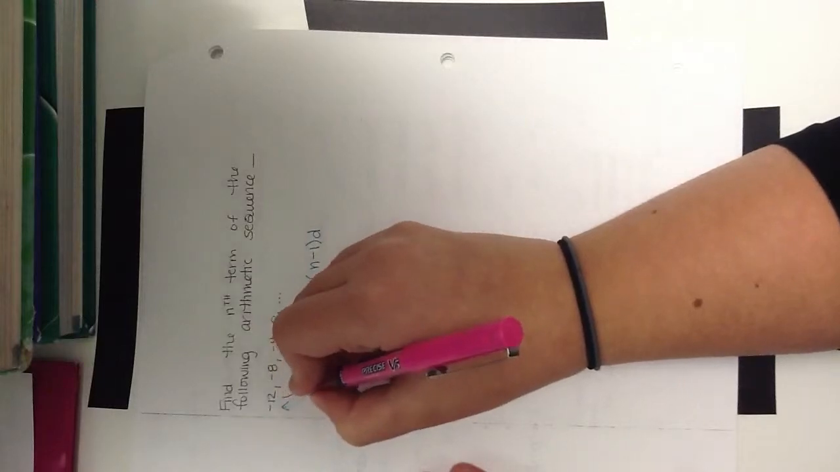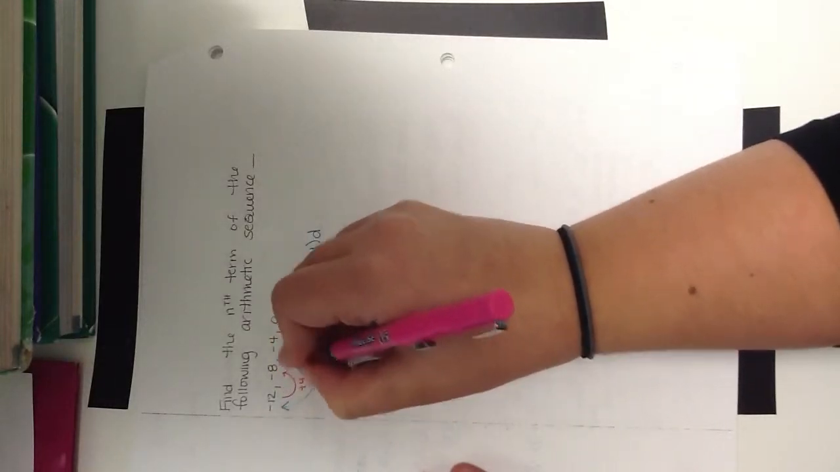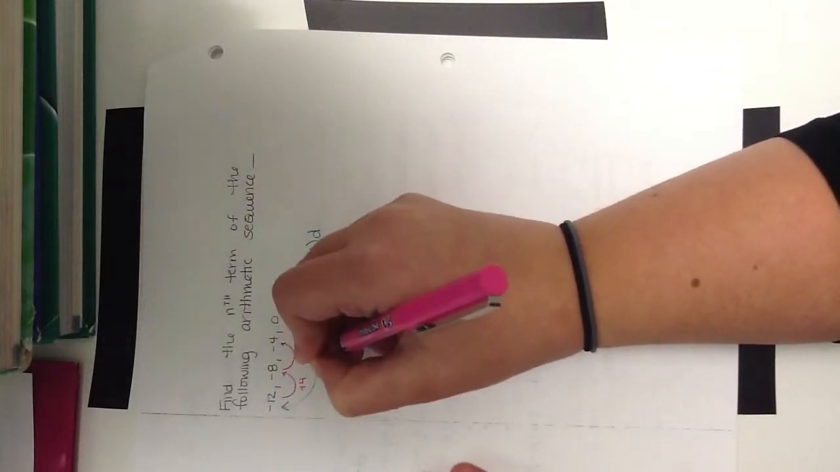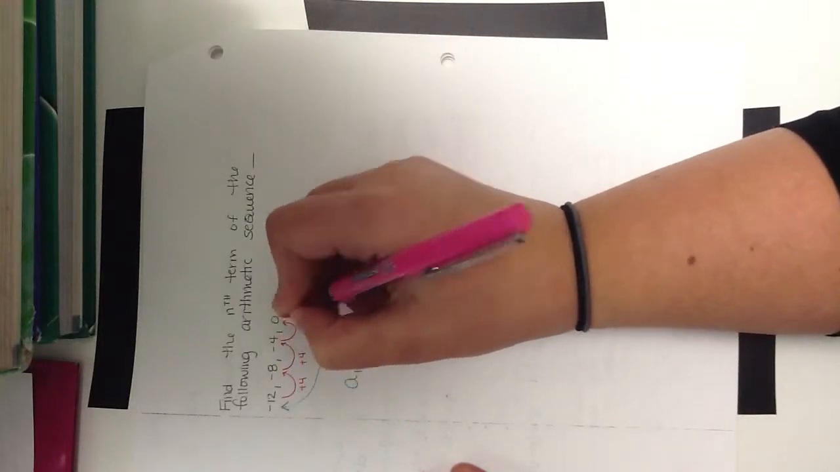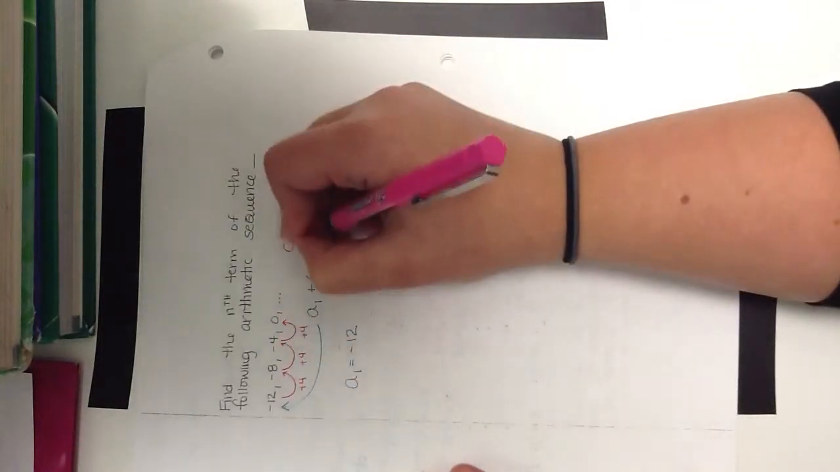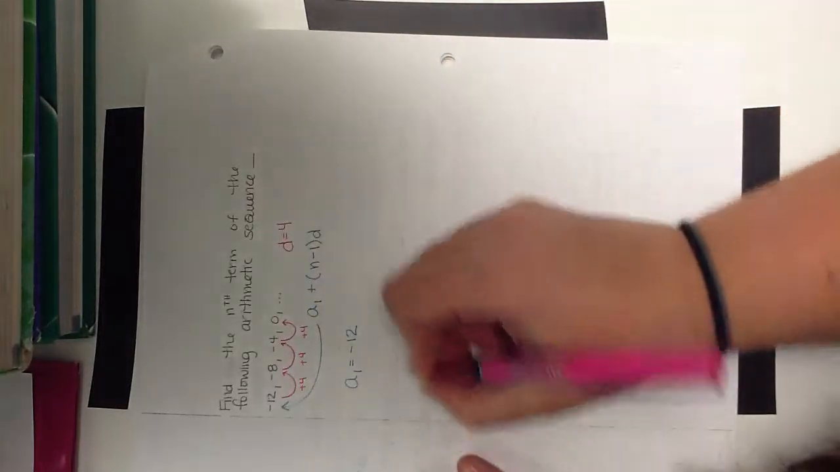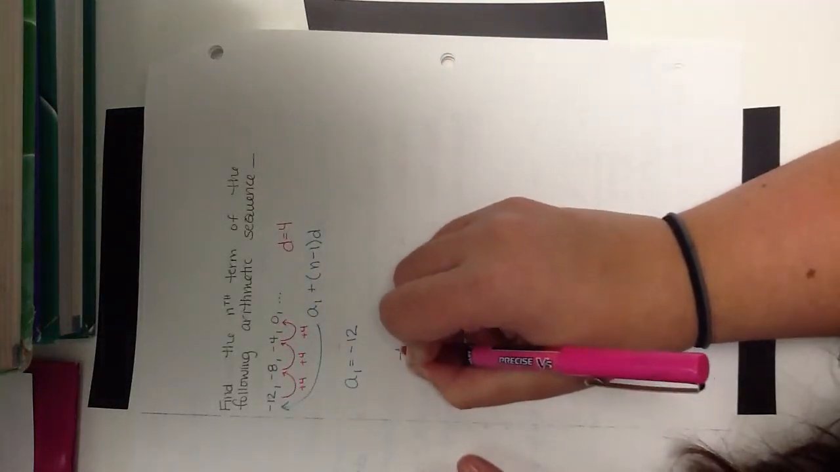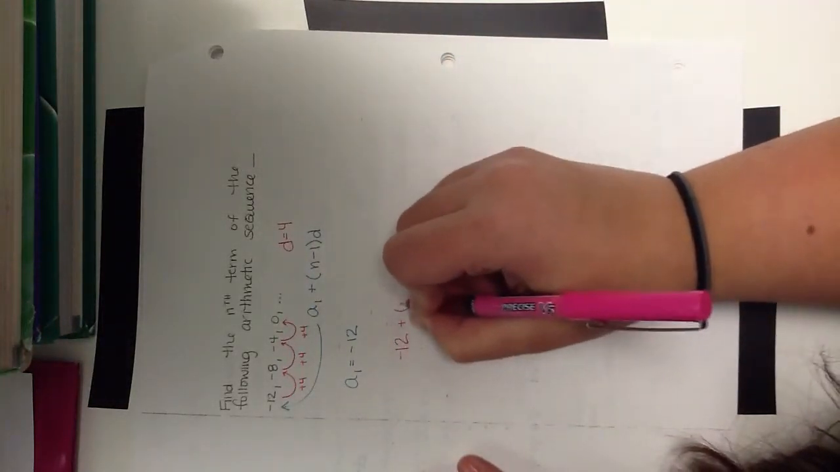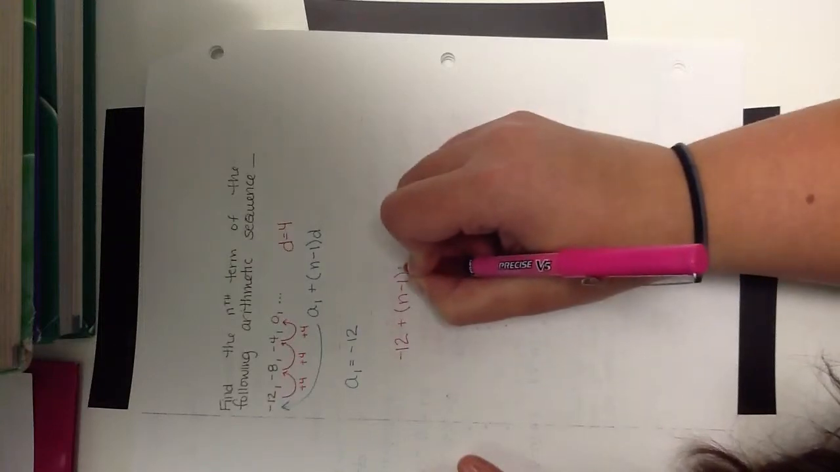So from negative 12 to negative 8, I add 4. From negative 8 to negative 4, I add 4. From negative 4 to 0 is add 4. So d equals 4. So I'm going to say negative 12 plus n minus 1 times 4. I know how to simplify this even further.